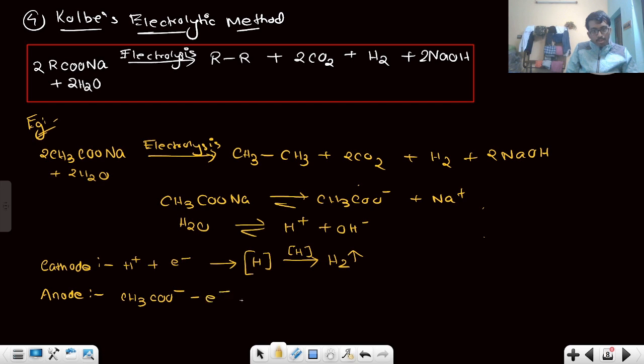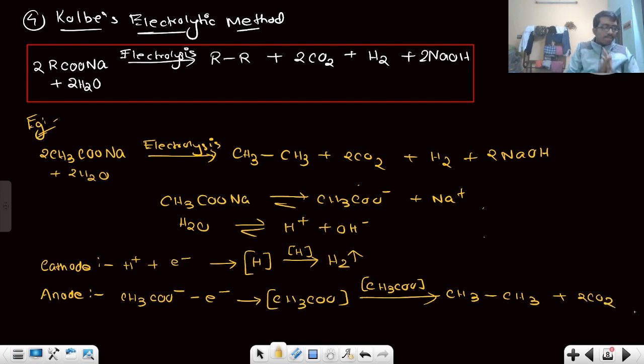It will lose one electron and form CH3COO free radical. Again, this cannot exist. So this will form CH3 plus CO2. How many CO2? 2 CO2. Clear or not clear? See, very clear. CH3 bonding with CH3, and how many molecules of CO2 are there? 2 molecules. So those 2 molecules of CO2 go out. Clear?